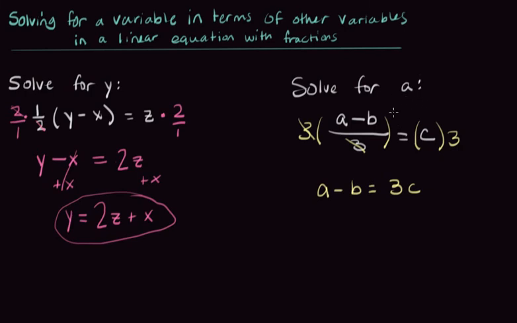Now we're trying to get a by itself, so we're going to add b to both sides, and we'll get a equals 3c plus b. Please notice that we can't combine those because they're not like terms, so we just need to write 3c plus b. And since a is by itself, that's our final answer.